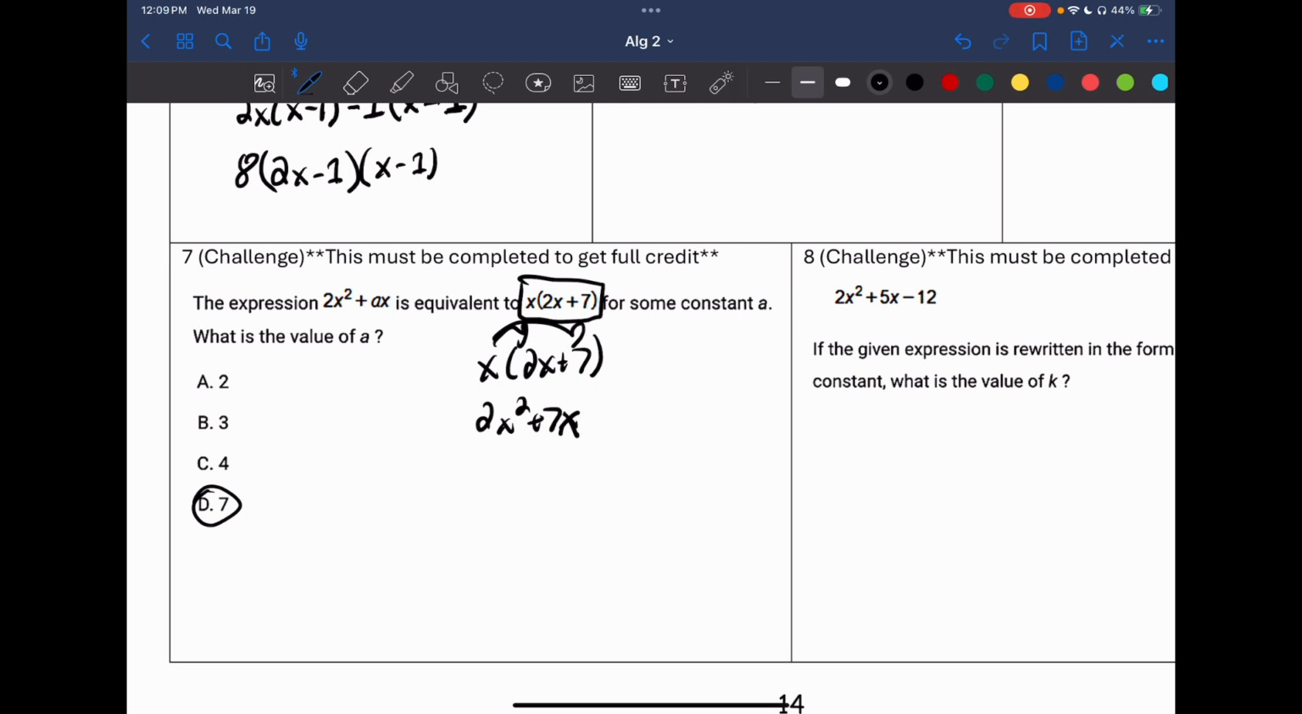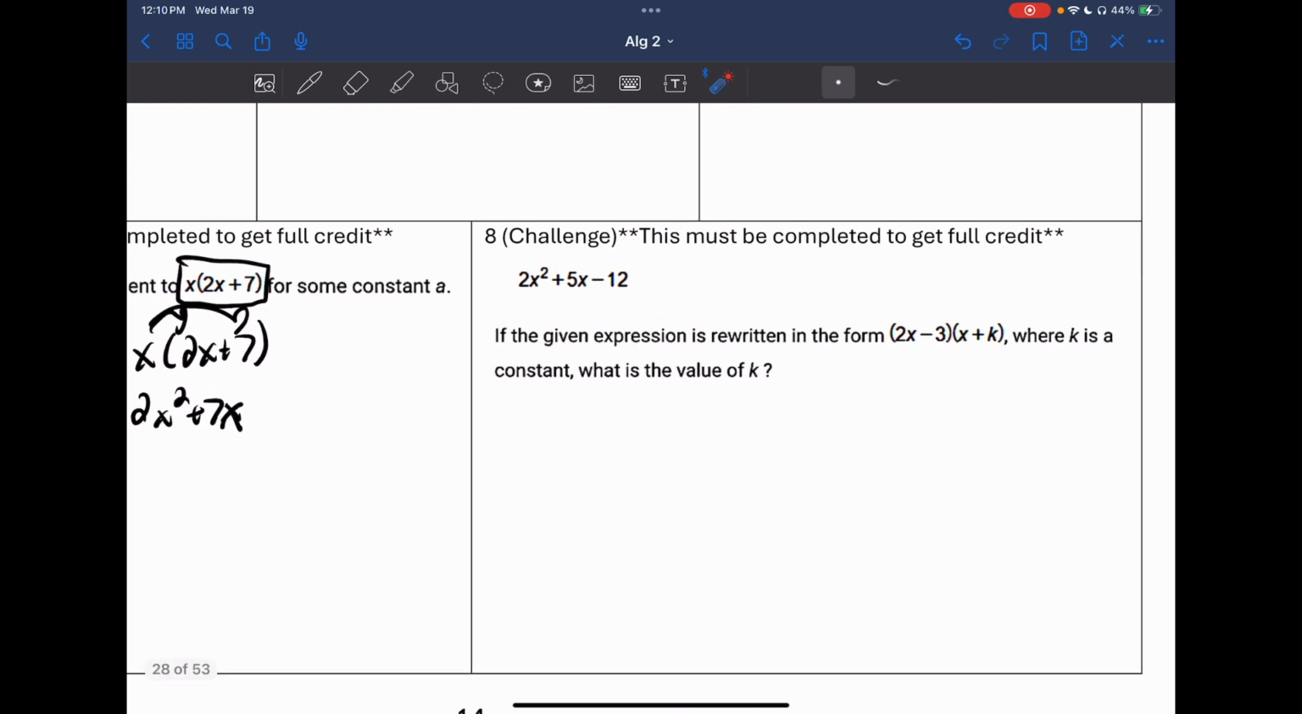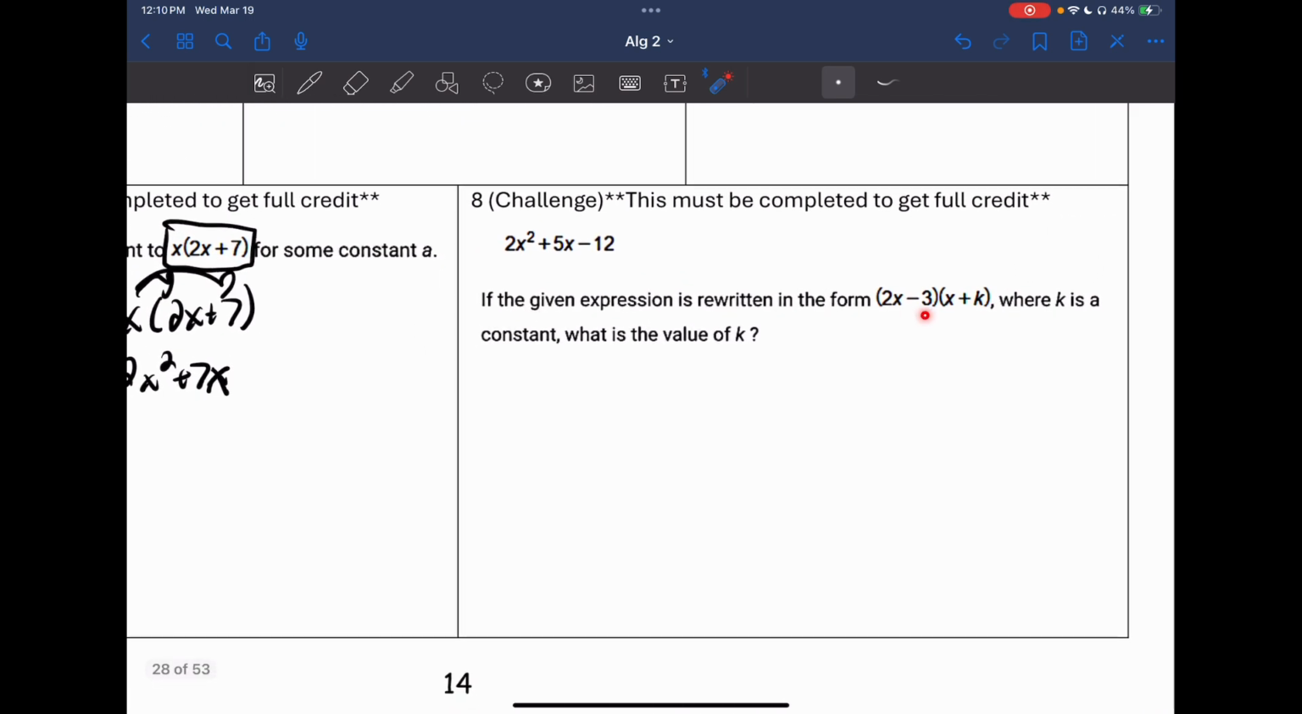Right, there's a lot of SAT questions that look like this. Essentially, do something like this so that it is the same form as this, and then you can just figure out the value of the missing variable by comparing the two. The given expression is rewritten in the form 2x minus 3 times x plus k, where k is some value. Again, do something with this so that it looks in this form. Find the value of k by comparing. In this case, it's saying factor this. So that's what we have been doing.